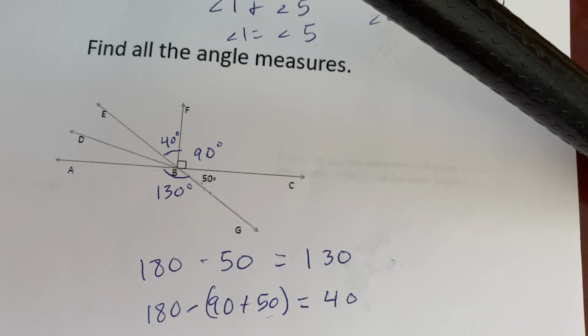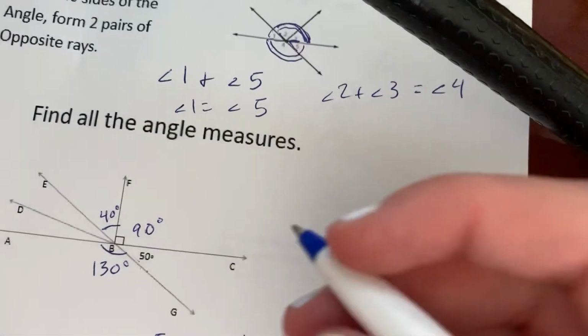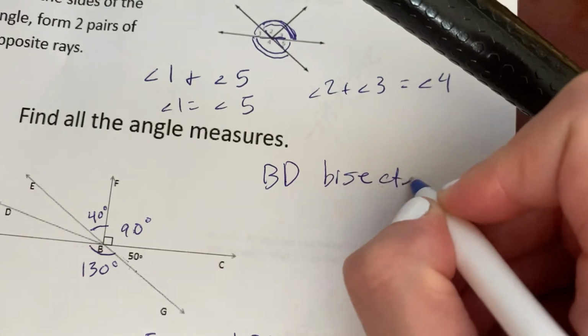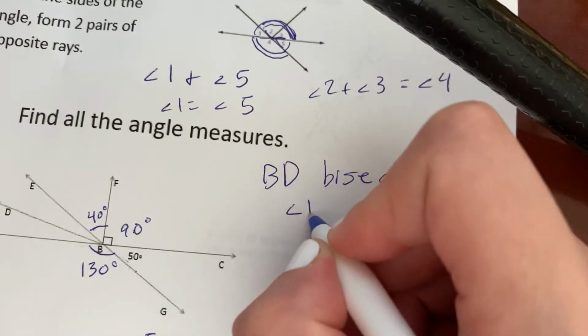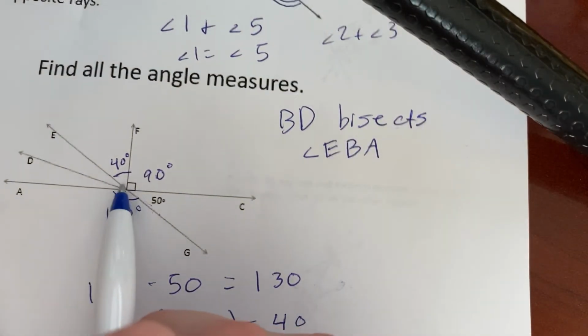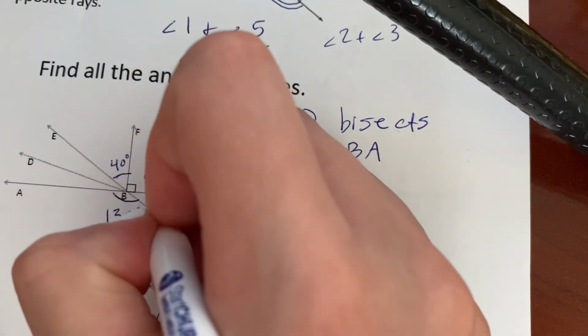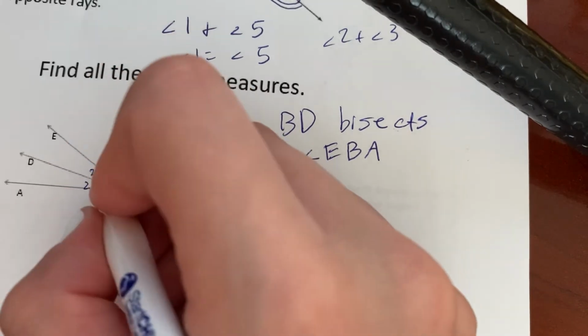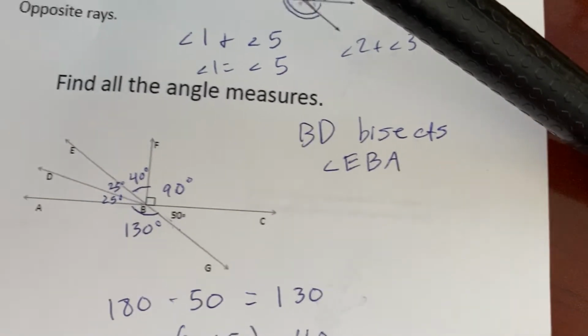What else do we know about this? I don't know if we were given enough information to do all this. So I'm going to give you one more piece of information. Sorry about that. BD bisects angle EBA. Okay, so if I know that part, I know this whole thing right here is 50 degrees. So because of these being vertical angles, this is 25 and this is 25. There we go. And so we found all of the angle measurements.